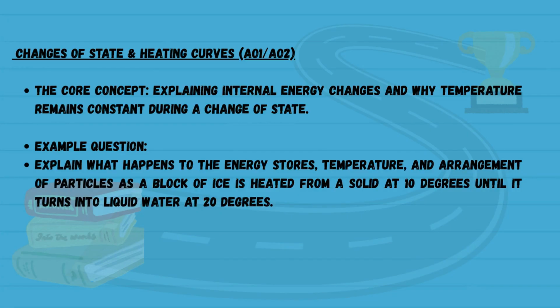Changes of state and heating curves. The core concept: explaining internal energy changes and why temperature remains constant during a change of state. Example question: explain what happens to the energy stores, temperature and arrangement of particles as a block of ice is heated from a solid at minus 10 degrees until it turns into a liquid at 20 degrees.